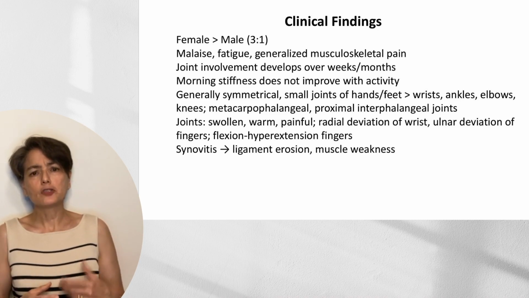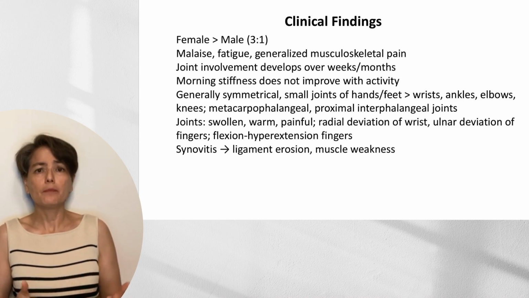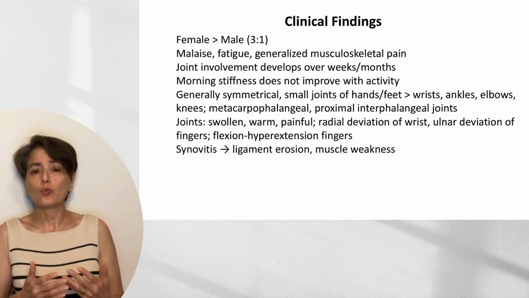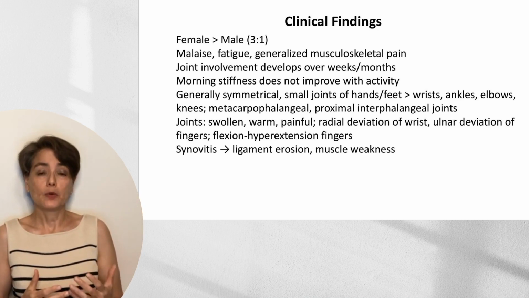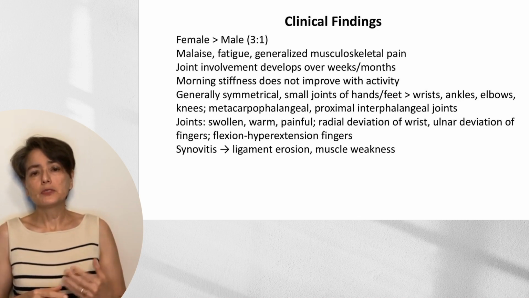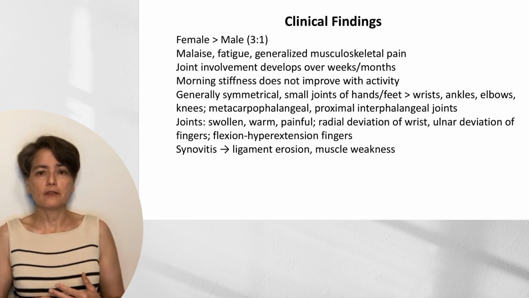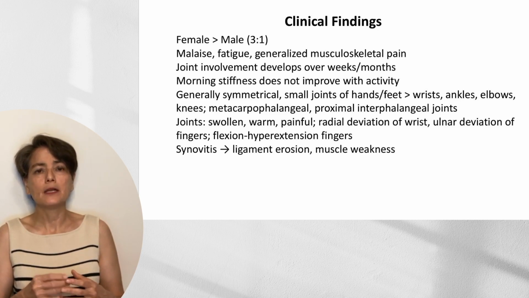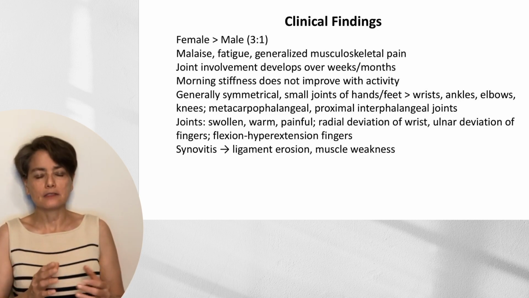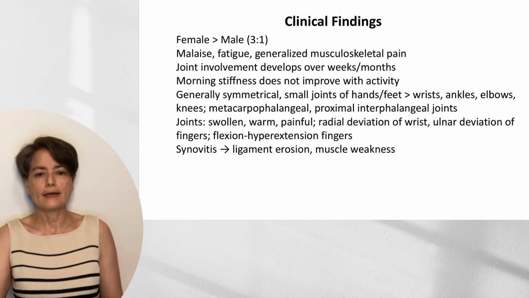The joints themselves will be swollen, warm, and painful because, again, they are inflamed. And what you'll see clinically is radial deviation of the wrist with ulnar deviation of the fingers. So like this, and I'll show you an x-ray as well as a clinical image. Something else we'll see will be flexion and hyperextension of the fingers. This is due to that synovitis, which can cause ligament erosion, and at the insertion point of muscles can weaken that attachment so that you get an imbalance in the intrinsic muscles of the hand.